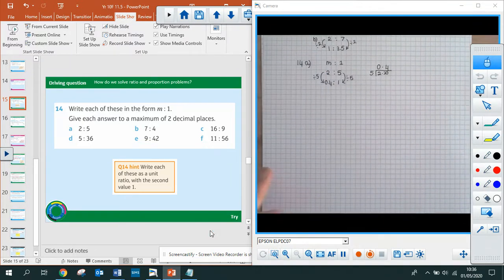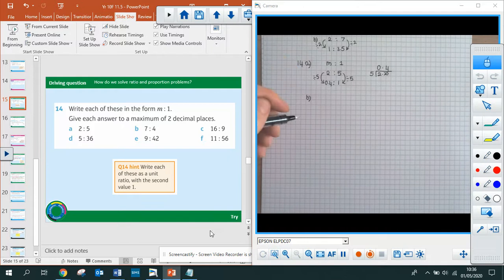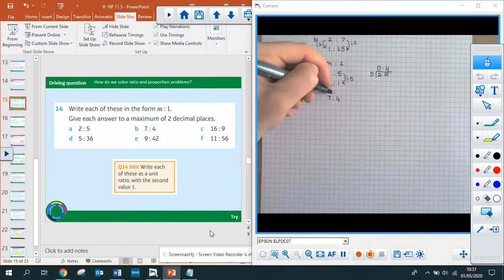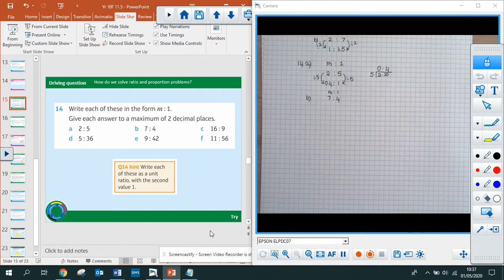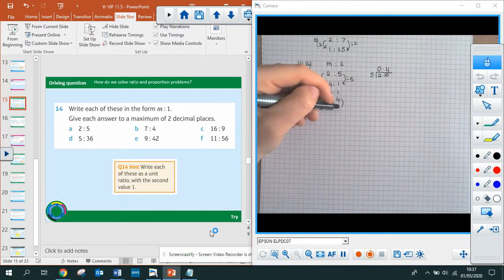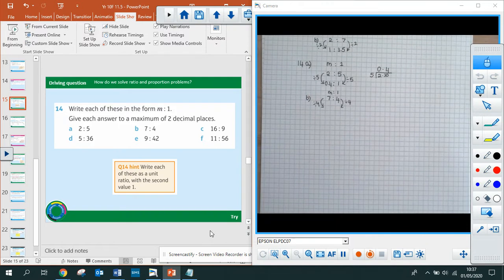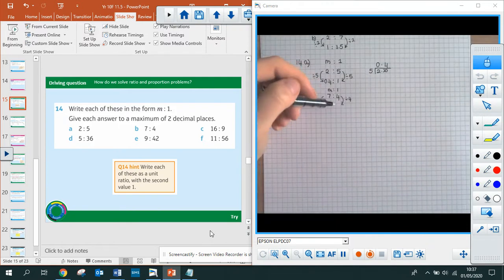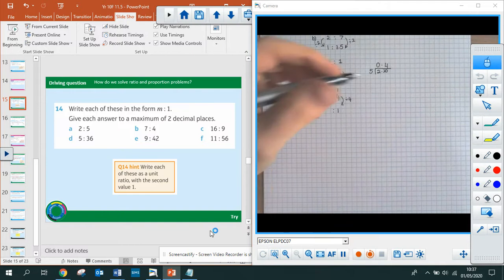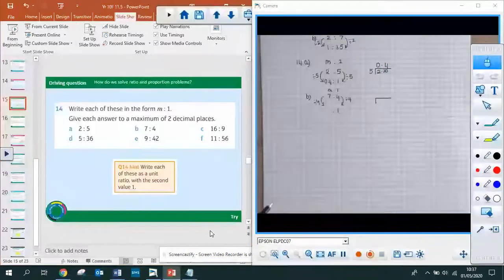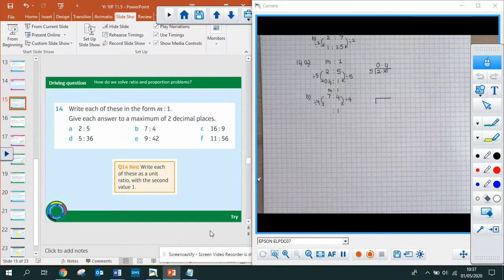Part B. 7 to 4 is my ratio. Remember, I'm doing it m to 1, therefore my 4 is the one that's going to be simplified down to 1. To get 4 to 1, I divide by 4, therefore I need to divide my 7 by 4 to keep my ratio equivalent. 4 divided by 4 is 1. 7 divided by 4, well, I don't know, it doesn't go exactly, so I'm going to have to use my bus stop. And remember, it said a maximum of 2 decimal places, okay? So you don't need to go on further than 2 decimal places.